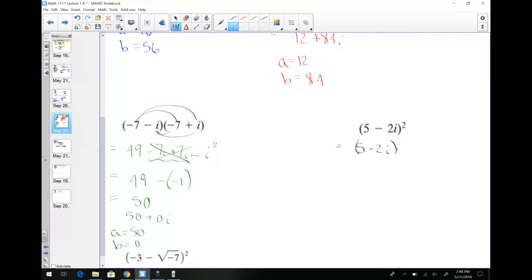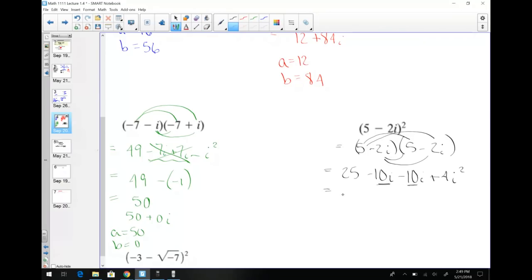5 minus 2i times 5 minus 2i. And of course, all I do is simply multiply it like we've been doing. The first gives 25, the outer is negative 10i, the inner is also negative 10i, and the last is plus 4i squared.